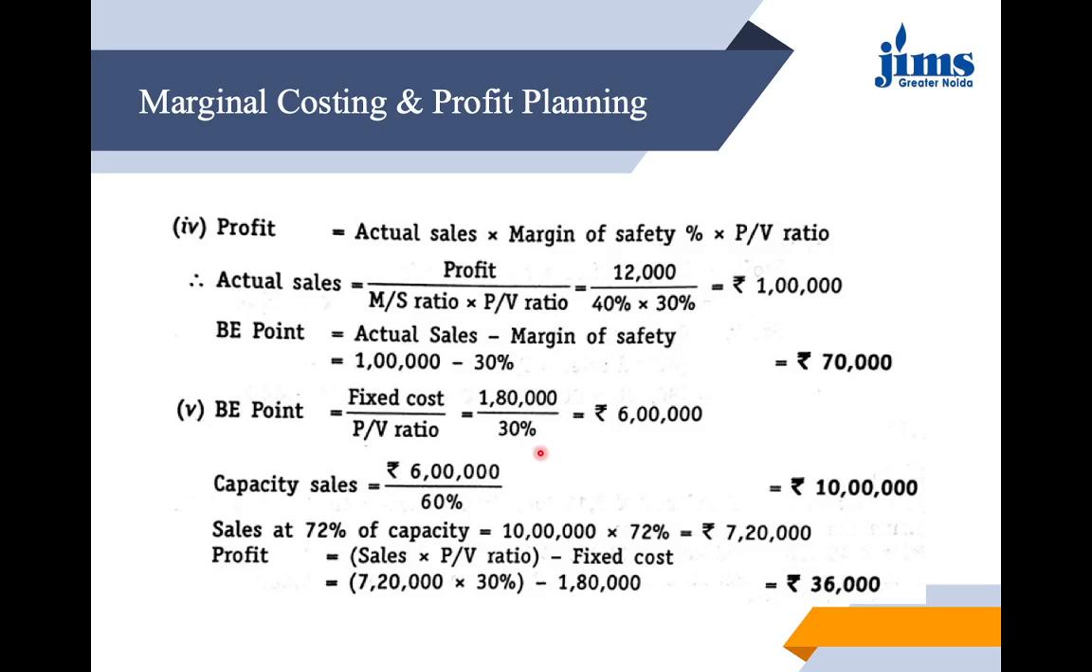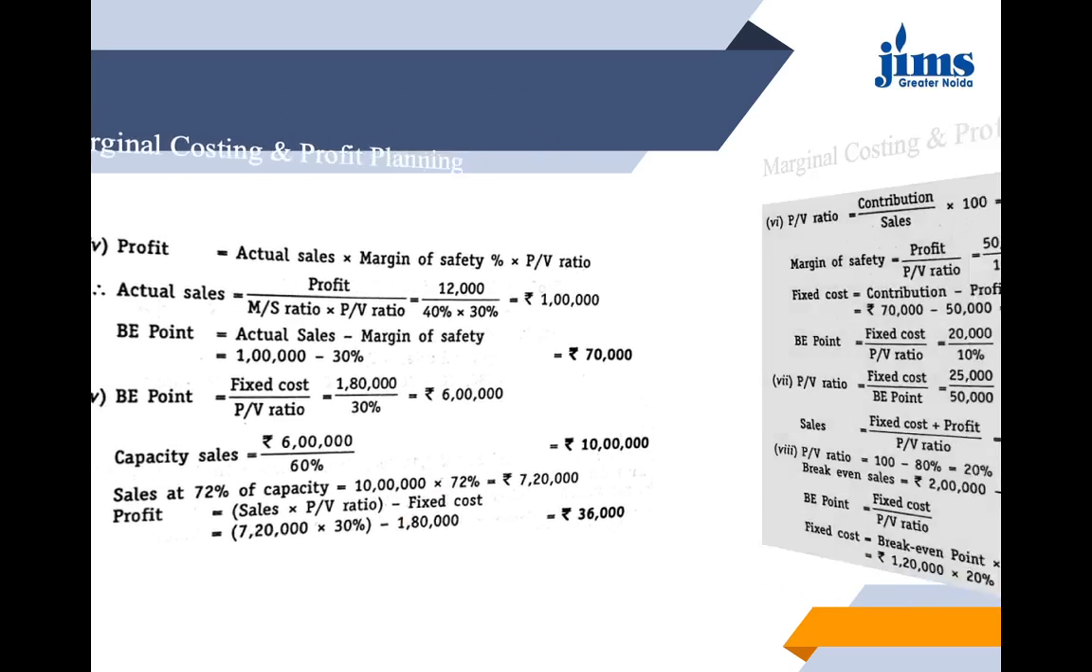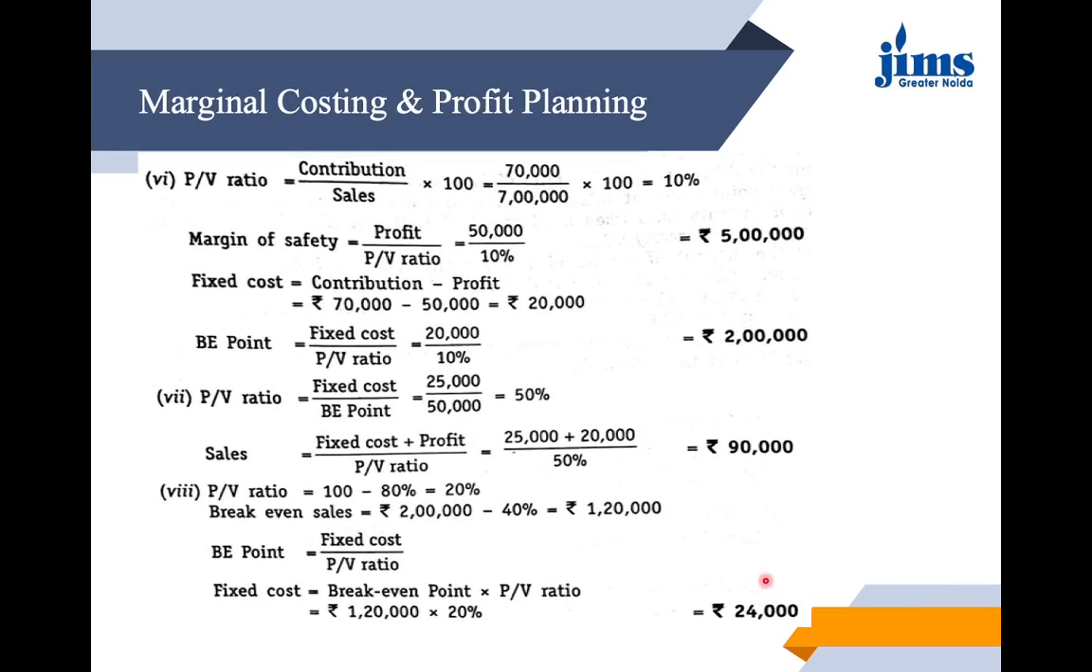In the next case, they have given the fixed cost and PV ratio. So let us calculate the BE point. So it is coming out as 6 lakh. We can check out the capacity sales, that is coming out as 10 lakh. Then sales at 72% capacity as per the question, we can calculate this is 7 lakh 20,000. So profit we can calculate by sales into PV ratio minus the fixed cost. So it is coming out as 36,000. The further parts also can be calculated similarly.